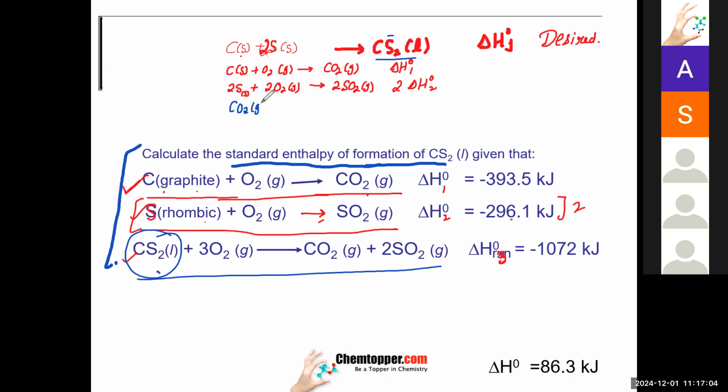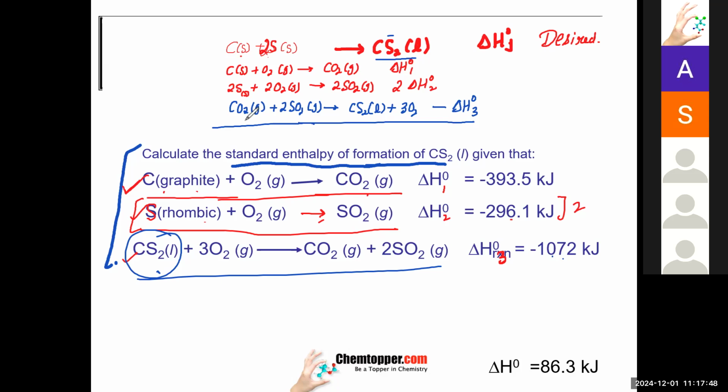CO2 gas. When I flip the equation, what happens to the delta H value? Delta H value will become negative to positive, positive to negative. The sign will get flipped. Means I'm going to write minus delta H naught 3. If it is negative, it will become positive. If it is positive, it will become negative. Now add these reactions. Add them.